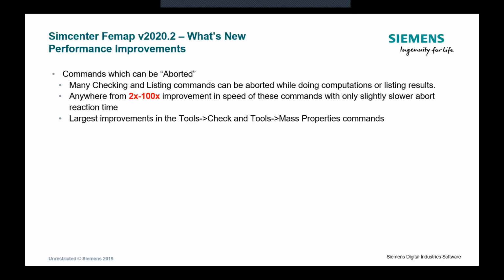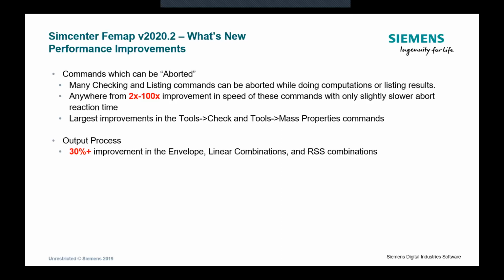There are some commands that can be aborted in Femap. A lot of them are listing commands or commands that do computations of some sort. What we found out was we were checking every time it did a loop for a computation or a list or anything like that. We were always checking for an abort. Well, now we check for an abort a lot less, and in certain cases we got about 2 times to 100 times speed improvement just because we're checking for the abort less. But as a user, you probably won't even really notice it. You'll only notice the speed improvement.